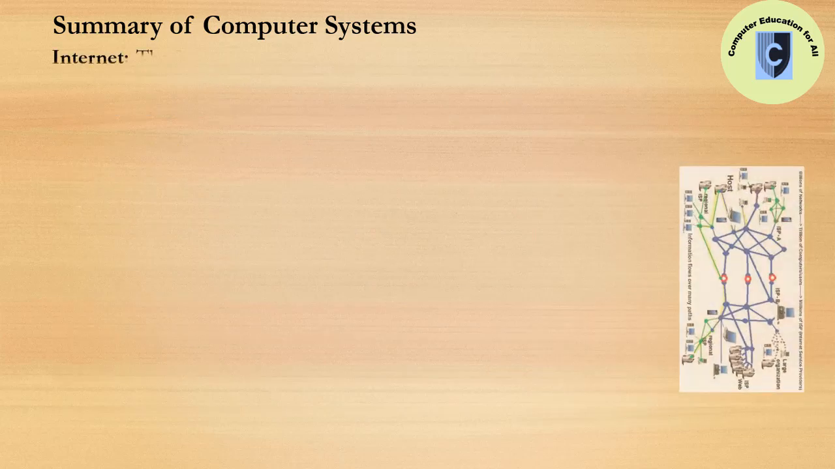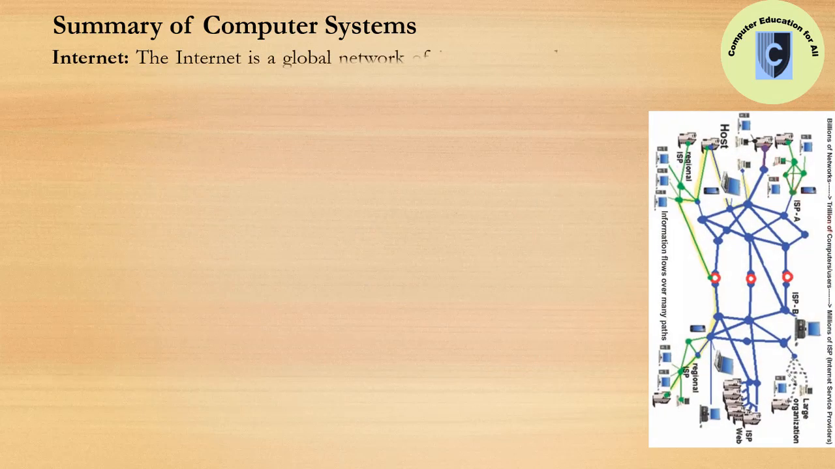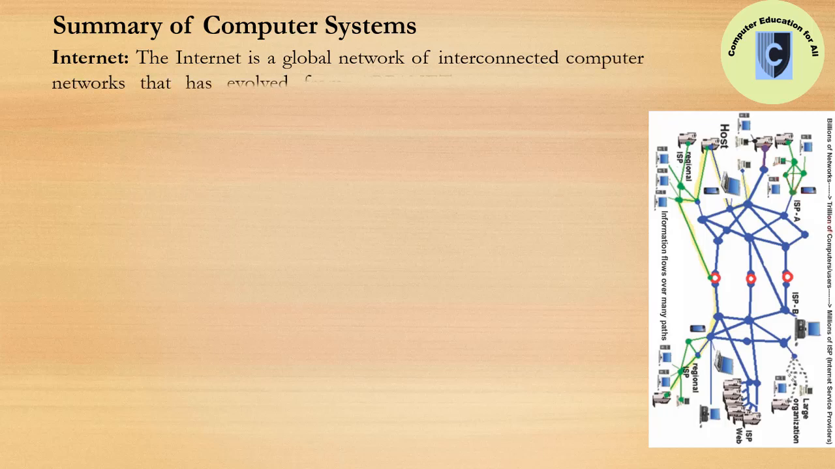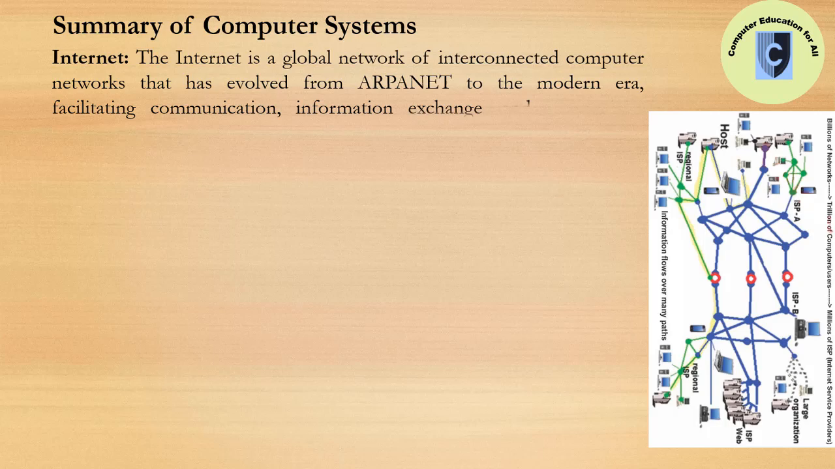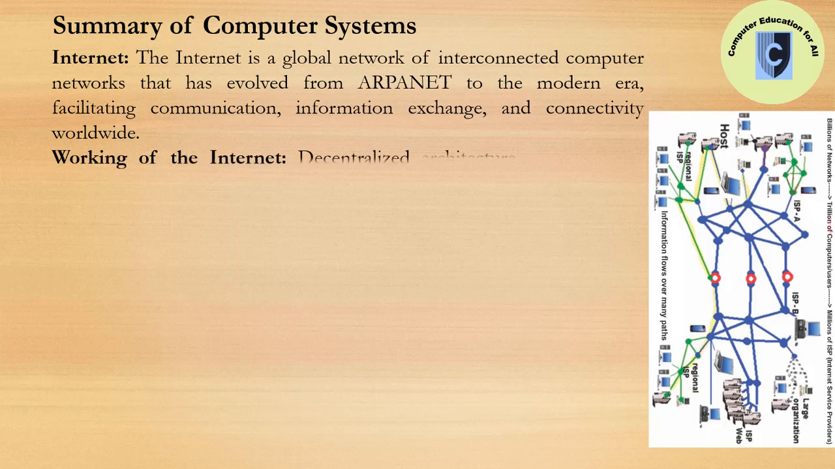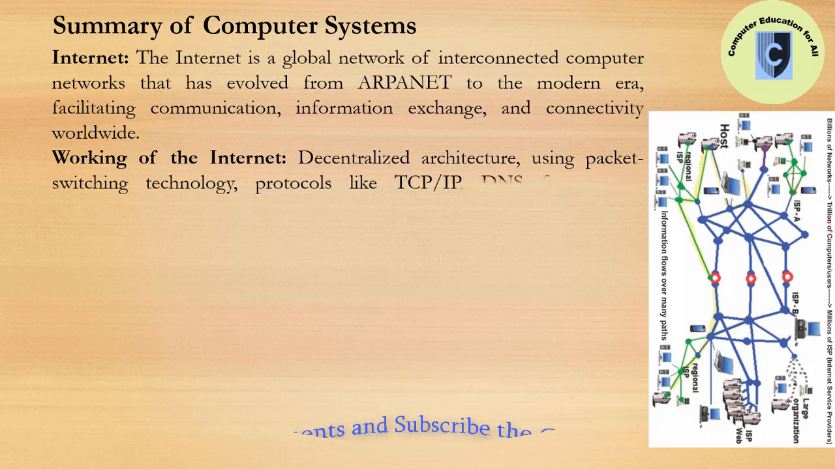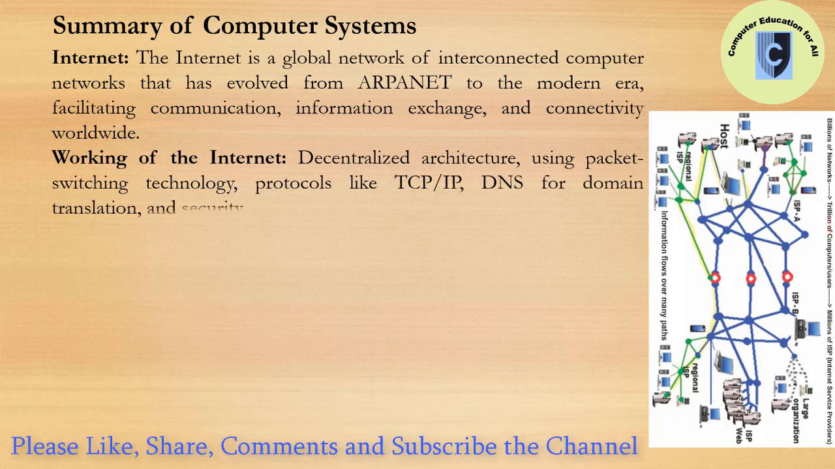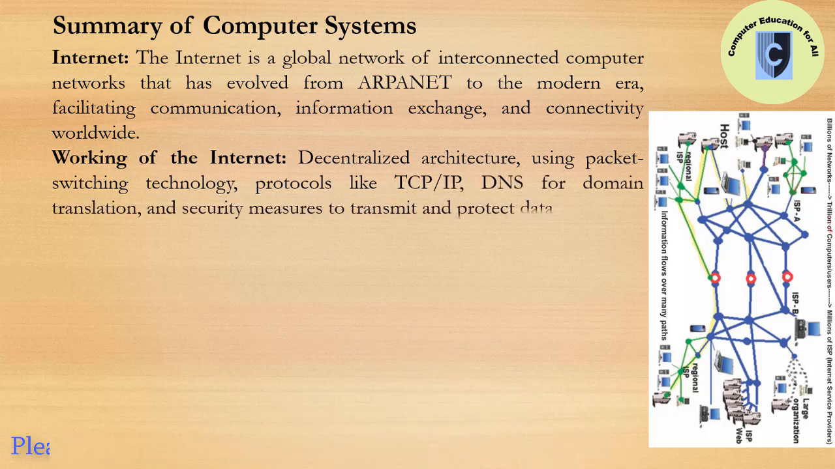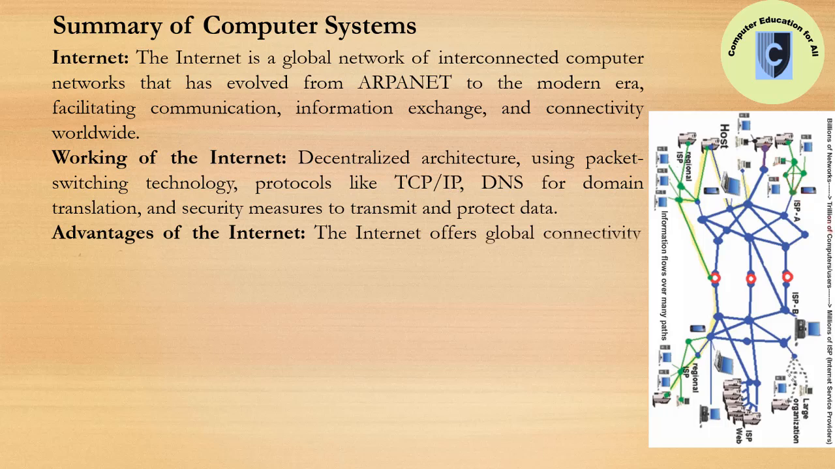Internet. The Internet is a global network of interconnected computer networks that has evolved from ARPANET to the modern era, facilitating communication, information exchange, and connectivity worldwide. Working of the Internet. The Internet operates through a decentralized architecture using packet switching technology, protocols like TCP/IP, DNS for domain translation, and security measures to transmit and protect data.